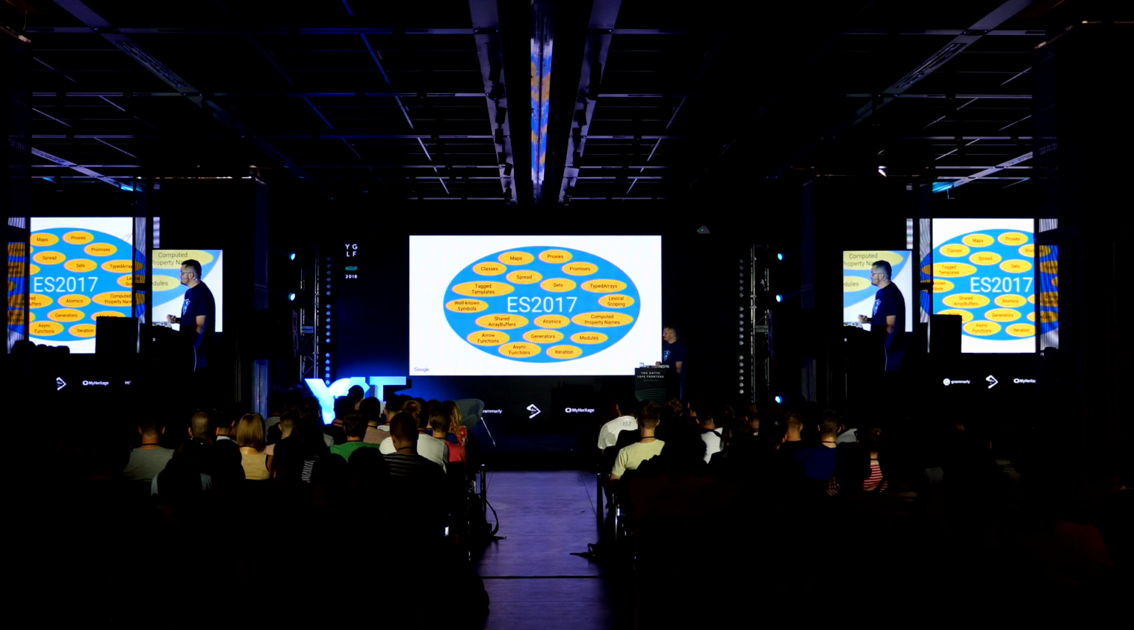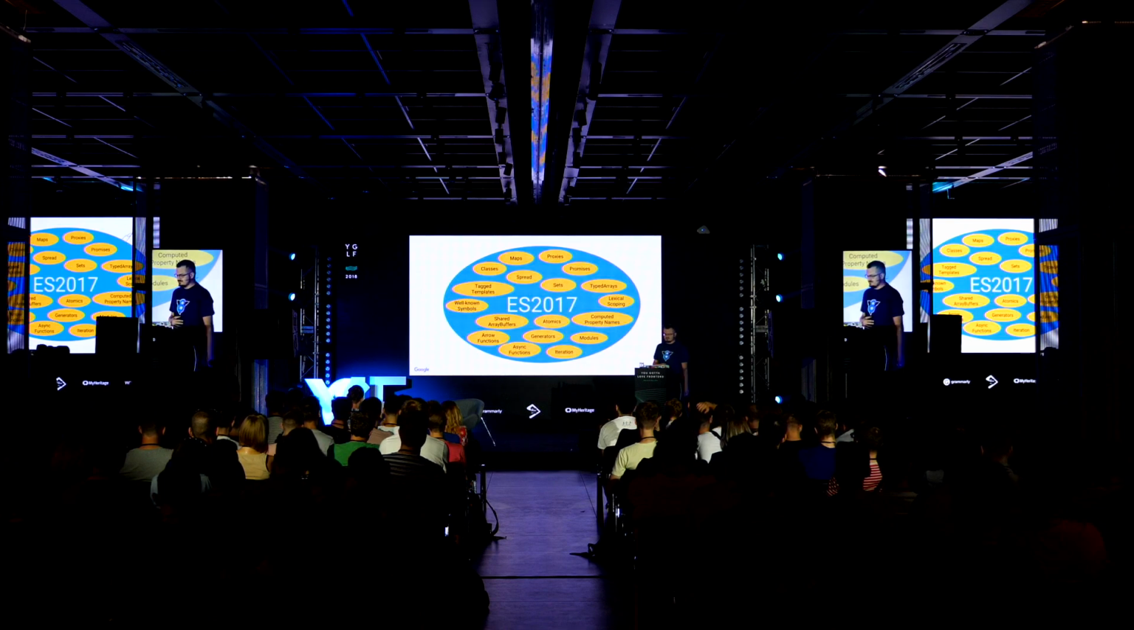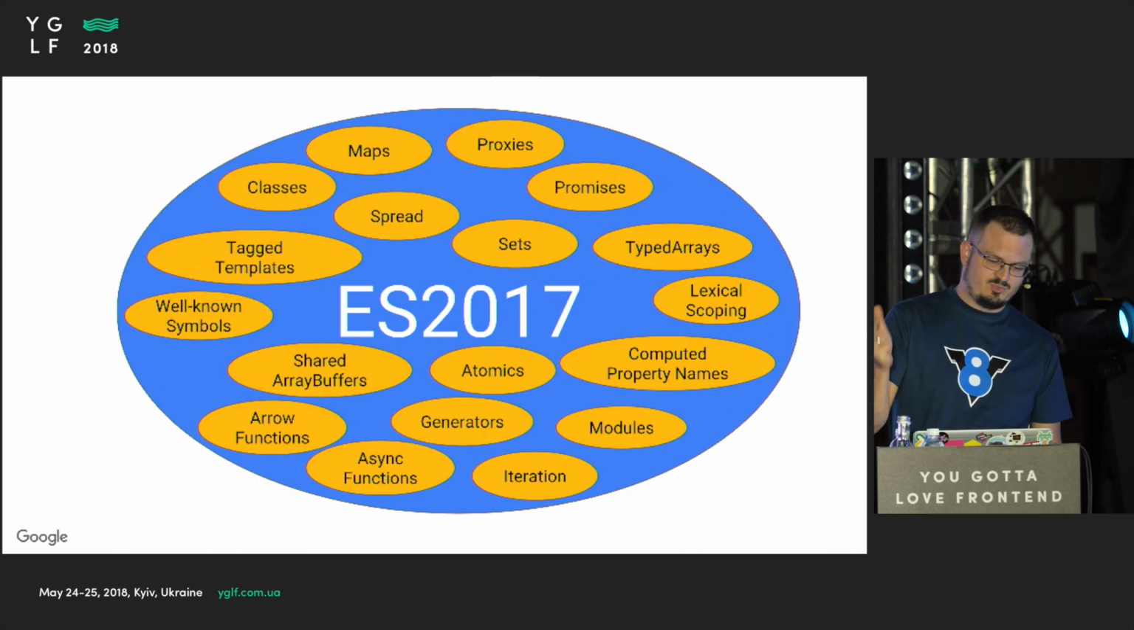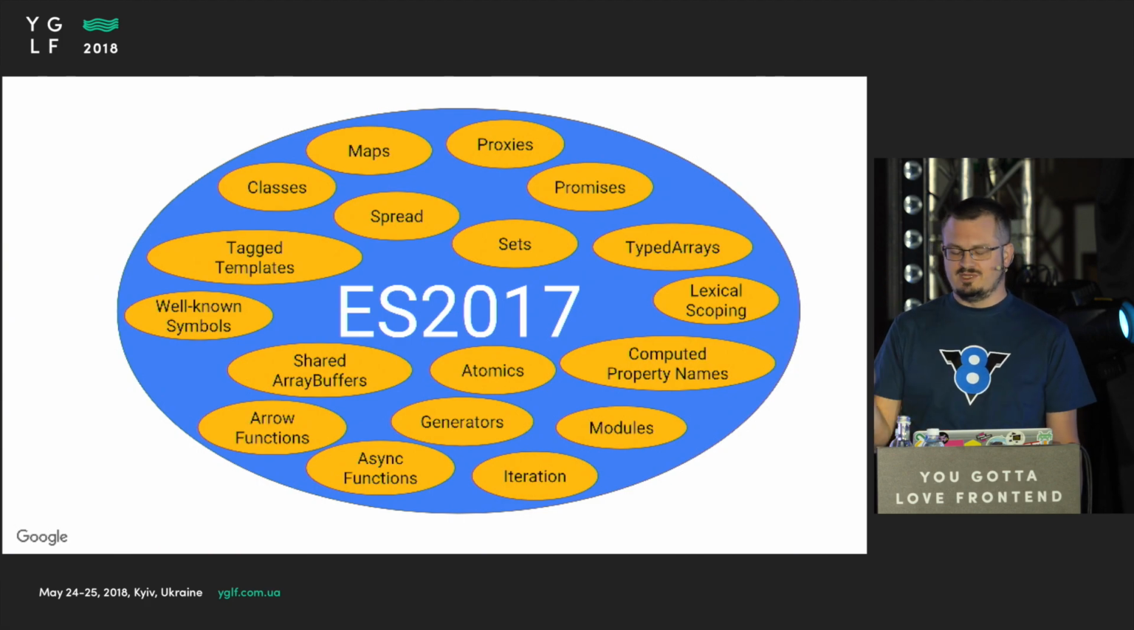So what's inside of JavaScript today? The latest standard from last year contains a lot of awesome features in addition to the ones that were already in ES5. We got classes, we got proxies, we got promises, we got async functions, we have arrow functions, and so on and so on and so on.